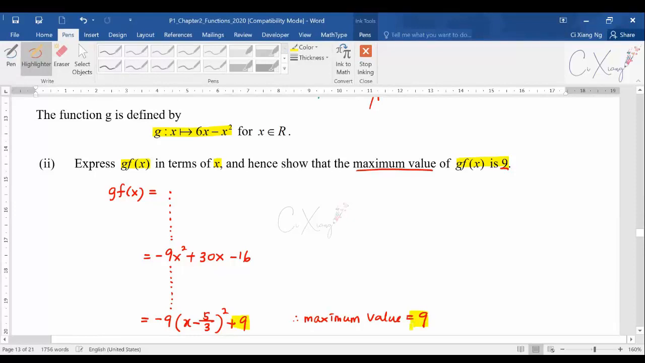Okay, so this part is easy, so you go and complete it yourself. So now let's continue further to the next example.